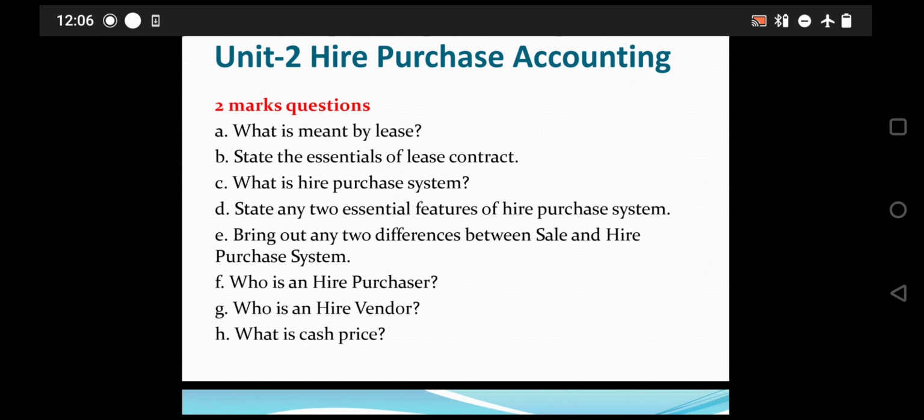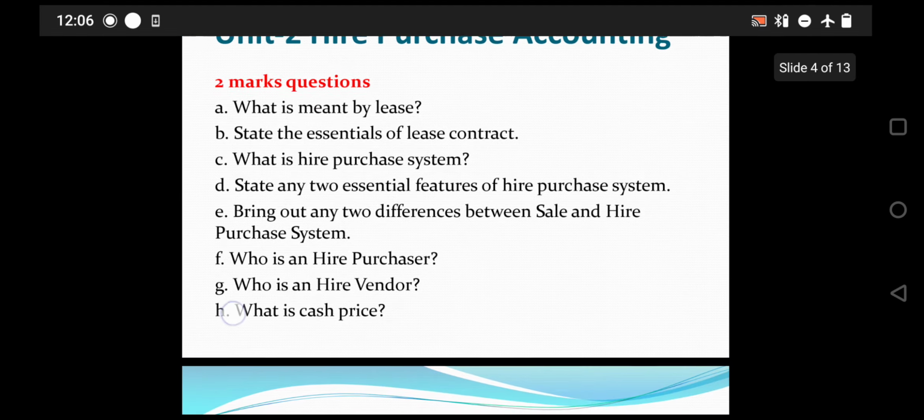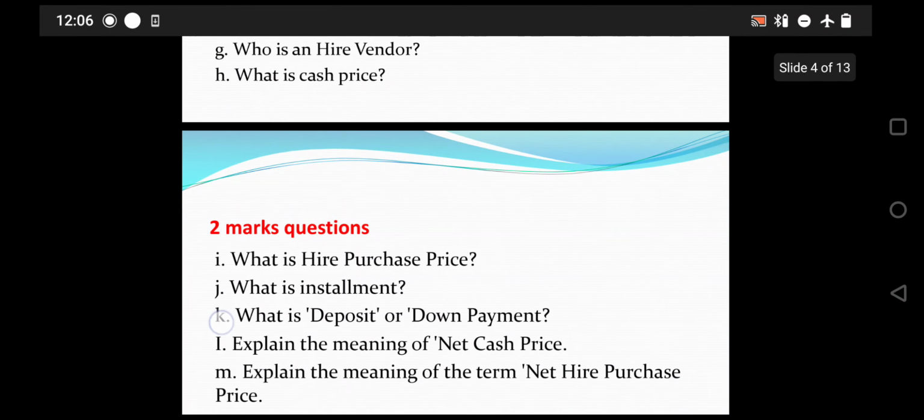The person who sells the product on the hire purchase system, or provides the goods or assets to the hire purchaser, is called the hire vendor. And the next question is: what is cash price? It refers to the price at which the goods are sold under a contract of sale. This is the most expected question, asked many times in previous question papers.